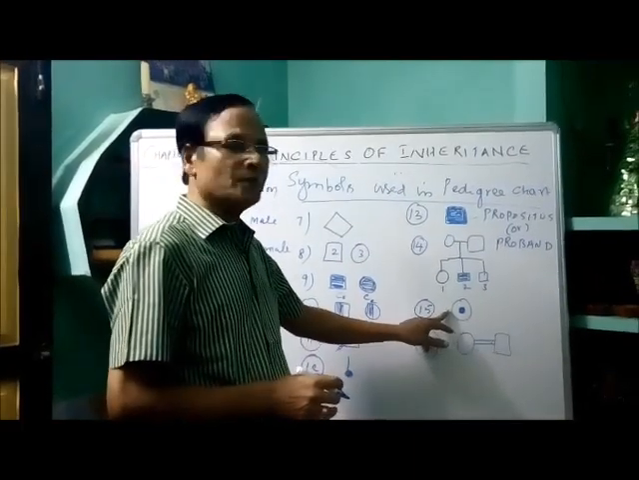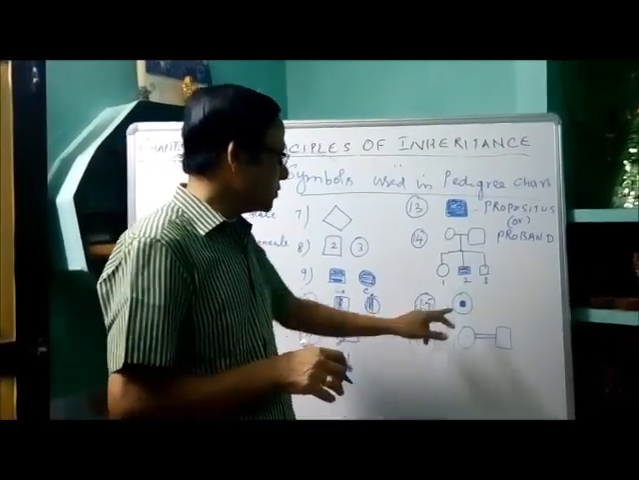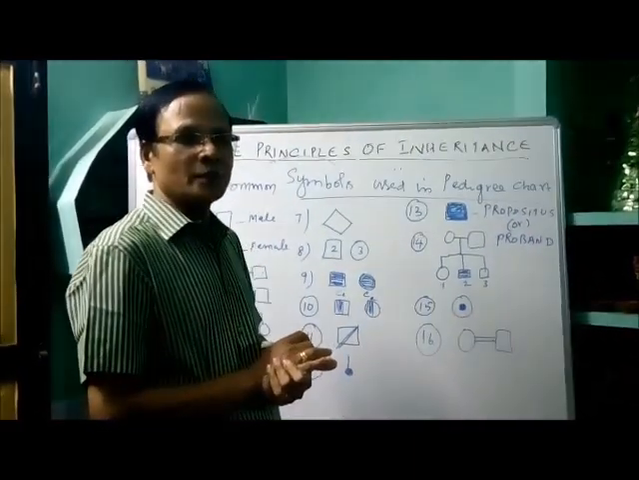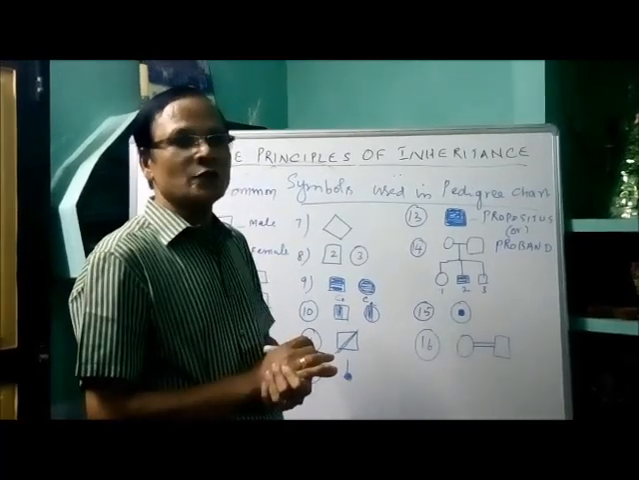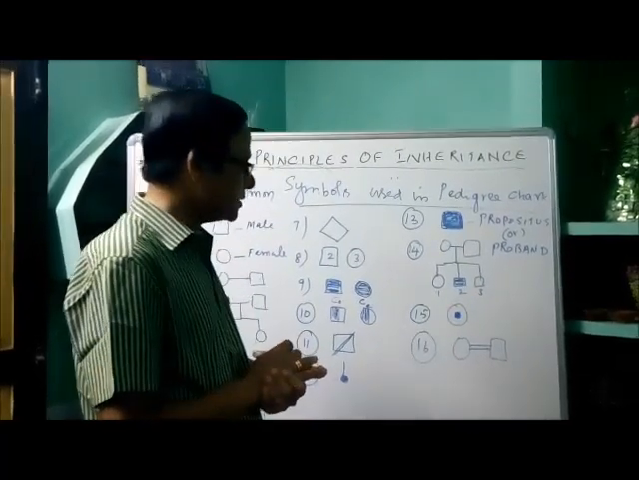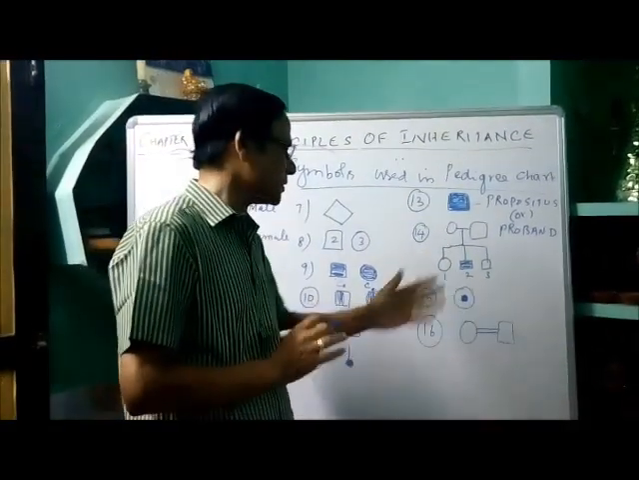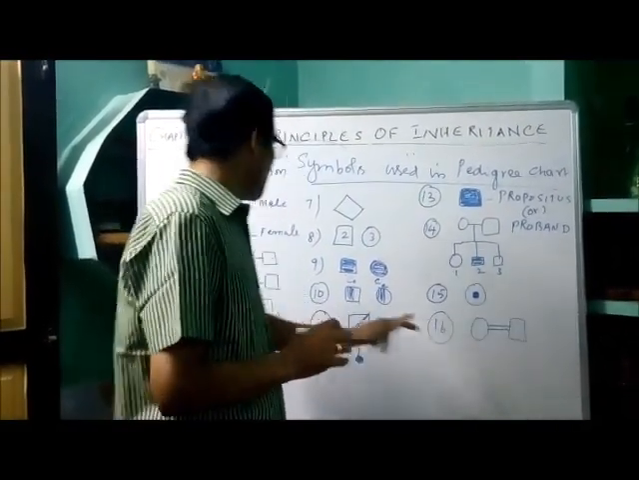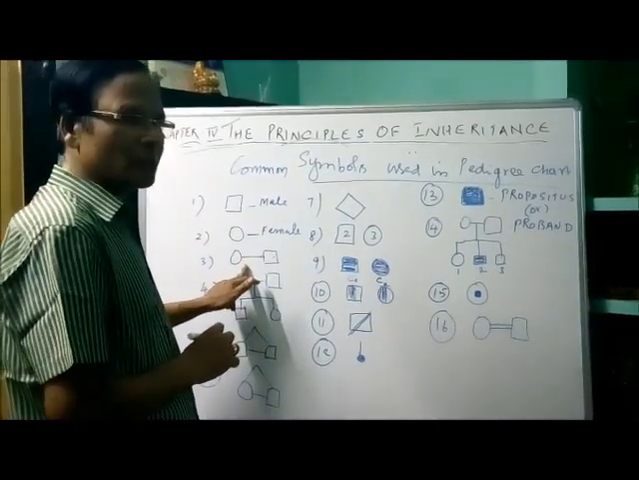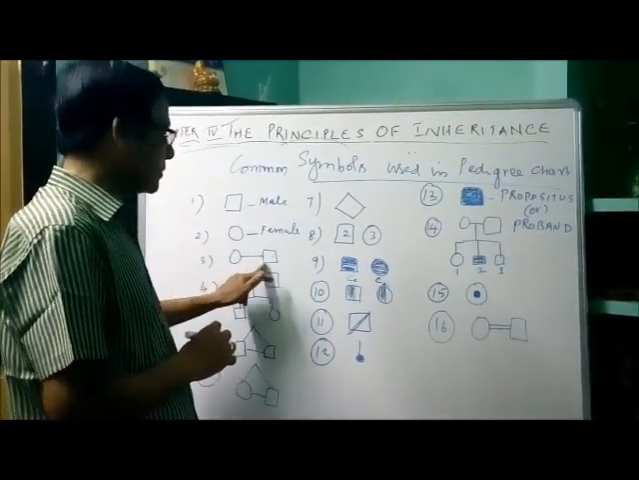Now if you draw a circle with a dot in the center, it indicates a carrier female, carrying a recessive gene for a particular character. The last one is a mating, a normal marriage between a female and a male.